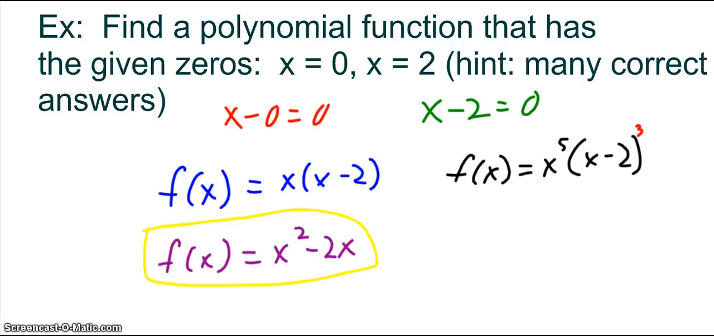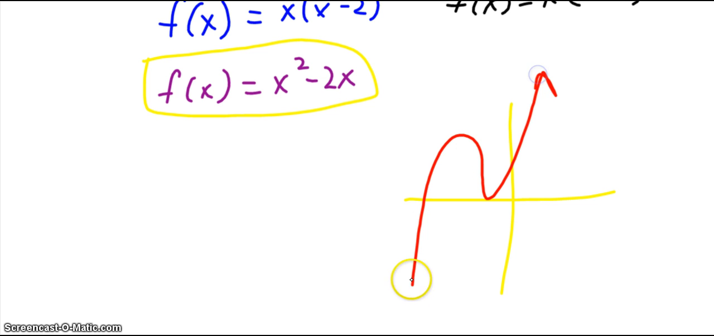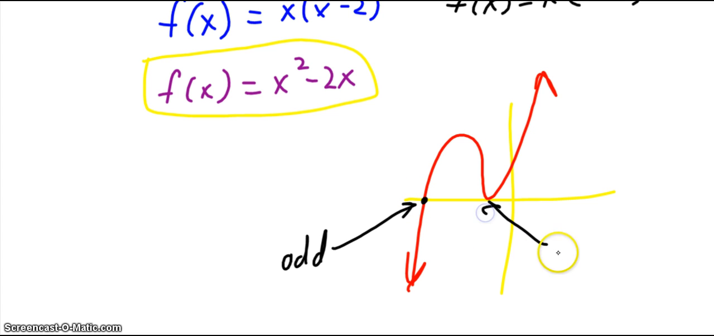So what do we mean by that? If I have some graph like this, this would be odd multiplicity because it passes through this point. This would be an even multiplicity because it bounces there. So that's what we're talking about.